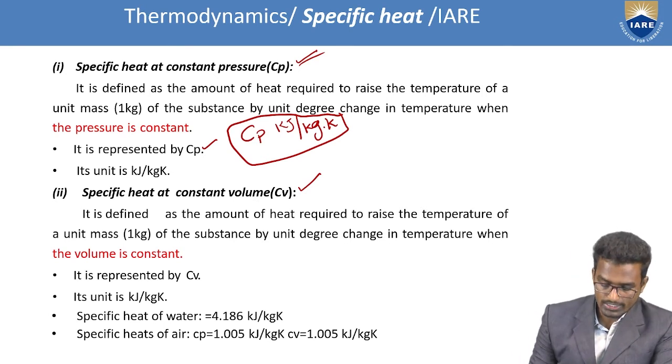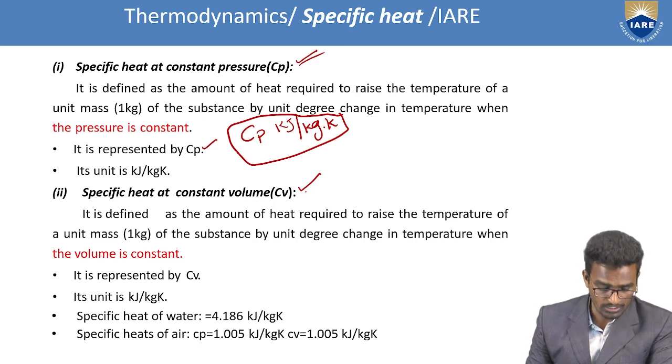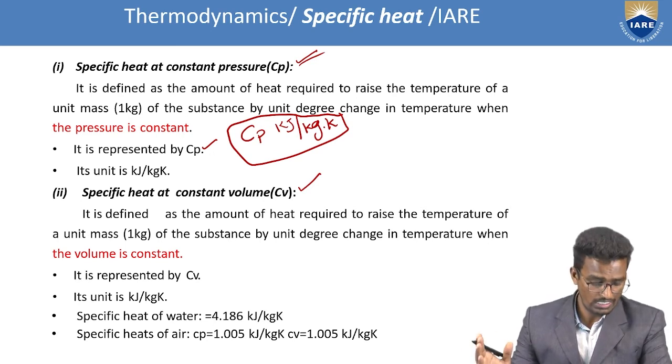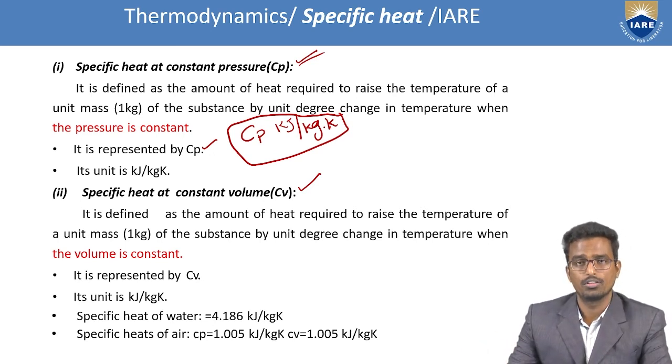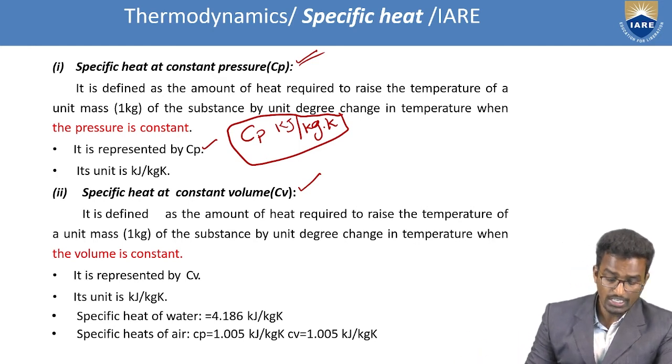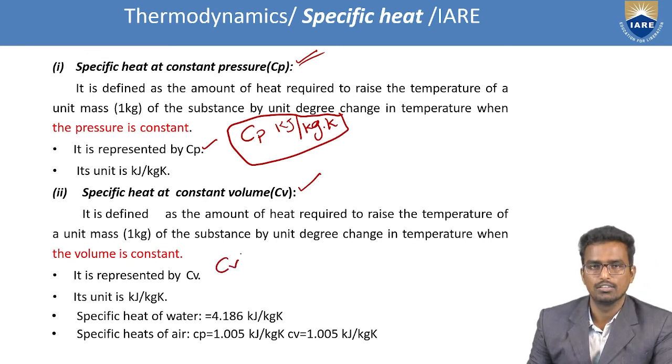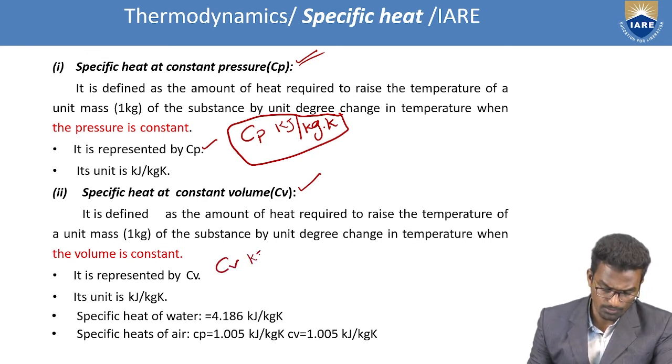Similarly, we have specific heat at constant volume. What is specific heat at constant volume? It is defined as the amount of heat required to raise the temperature of unit mass of the substance by unit degree of change in temperature when it is at constant volume condition. That you call specific heat at constant volume. It is represented by C suffix V. The unit for this is the same, kilojoule per kg Kelvin.